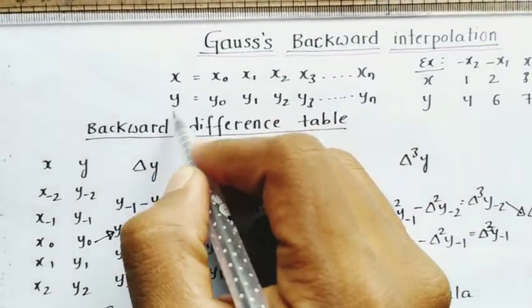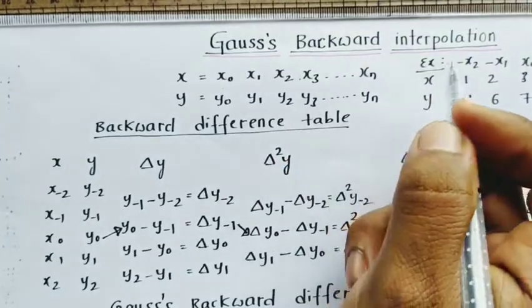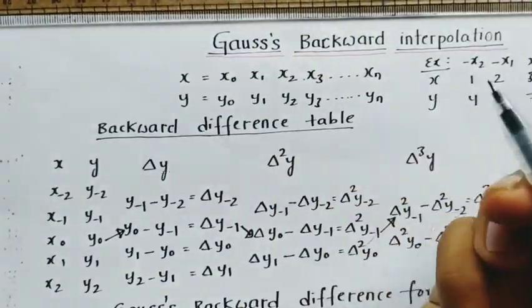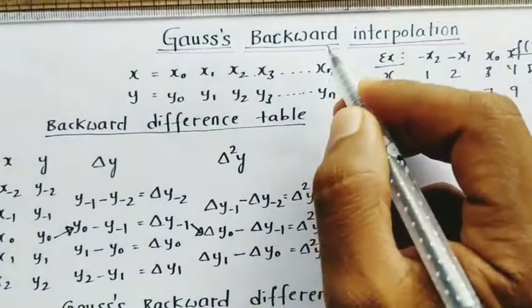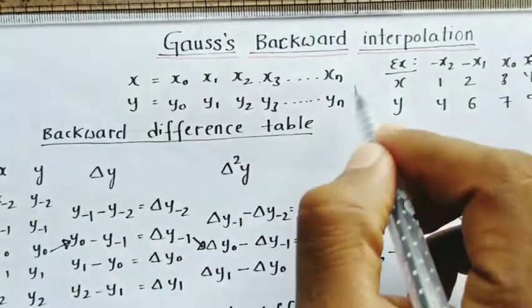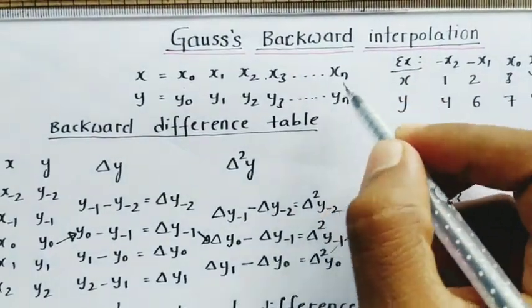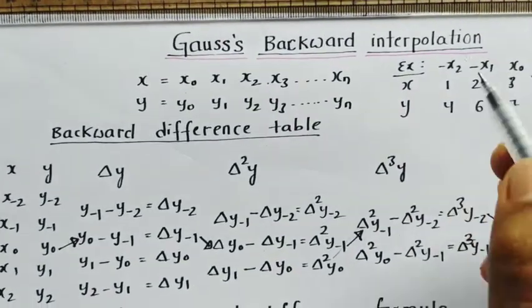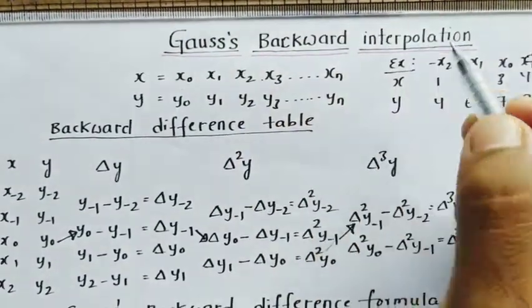The values of x and y are given: x0, x1, x2 and so on. The values of y are also given: y0, y1, y2, y3 and so on. These are the given values, and by using these given values we write the formula for finding the unknown function by using Gauss's backward interpolation.